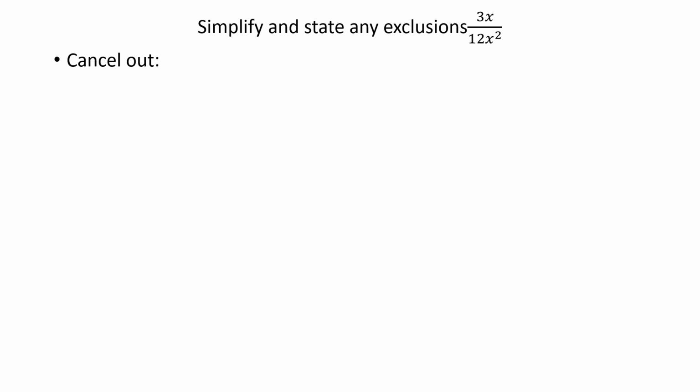Okay, so we're going to spread this out into its prime factors, all right? 3x can't get any simpler. It stays as 3x. However, 12 can break down into 4 times 3, and then x can spread out. So what you should have is 3x over 3 times 4 times x times x. I have 2 x's there because x squared, right?